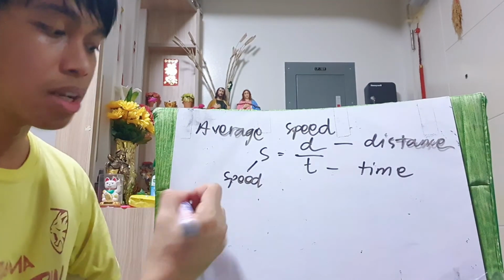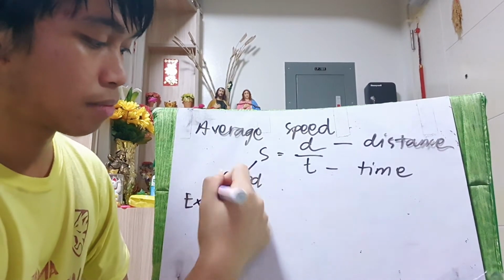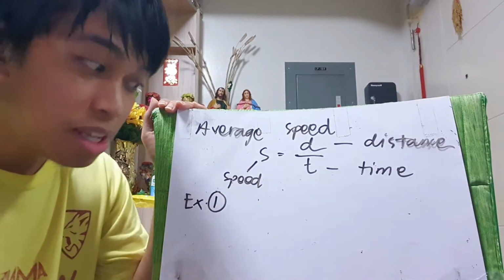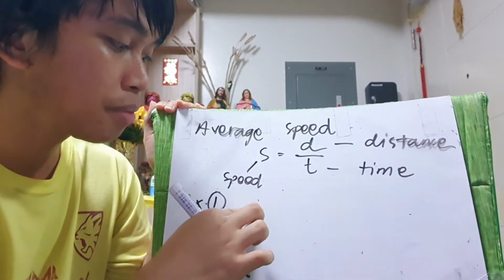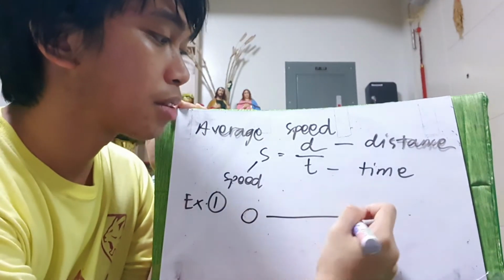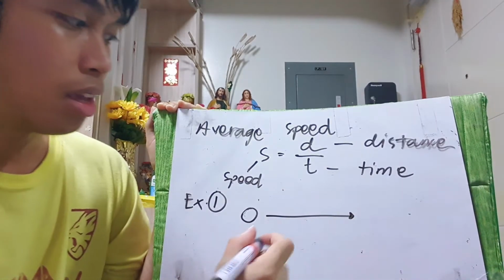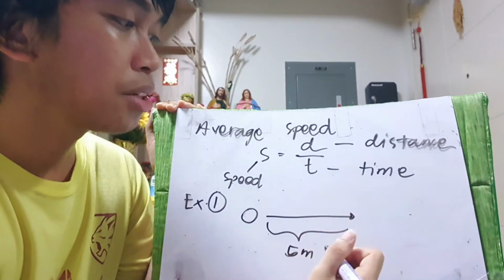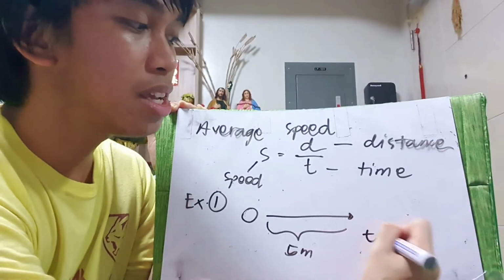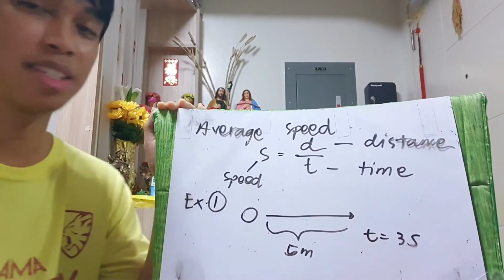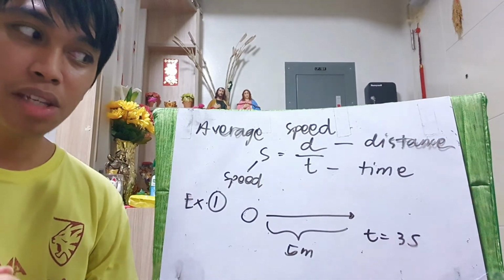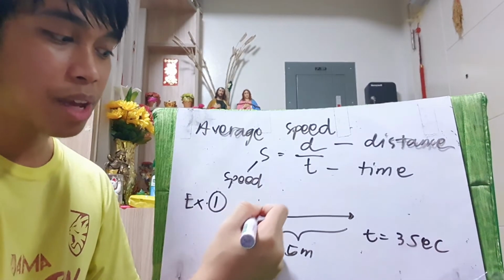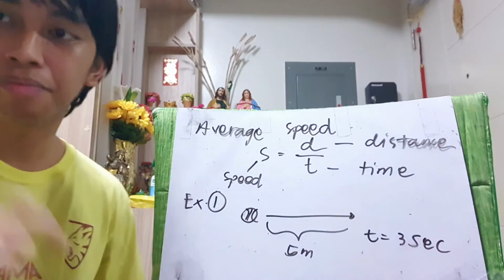Let us try some examples. What is the speed of a ball being kicked away if the distance covered is equivalent to 5 meters at a time frame t equivalent to 3 seconds? Can we solve for the speed of the ball being kicked away?